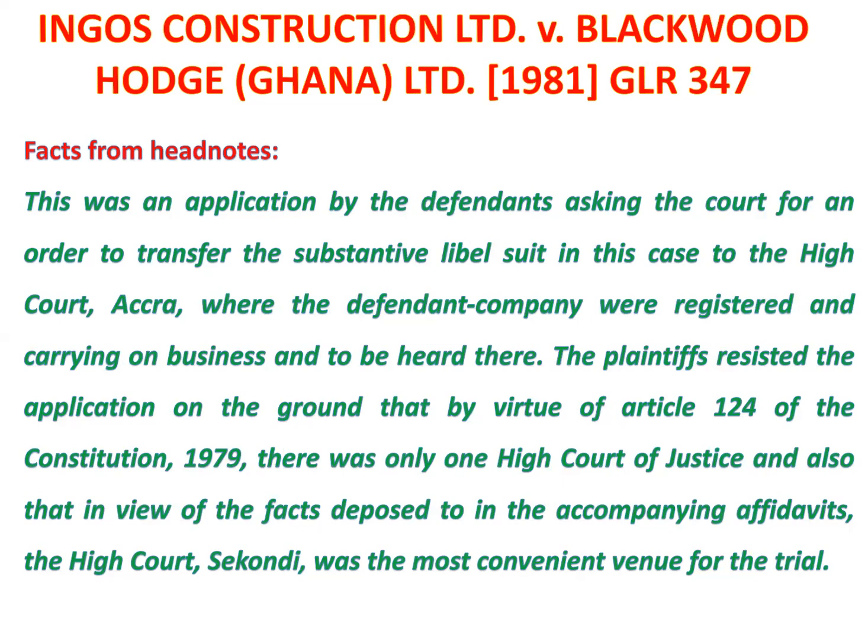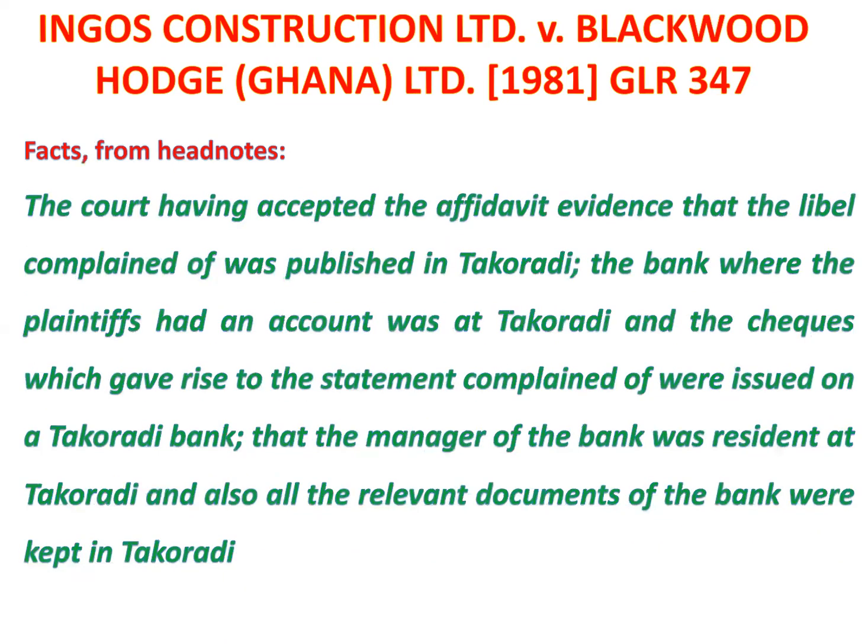This was an application by the defendant asking the court for an order to transfer the substantive libel suit to the High Court, Accra, where the defendant's company was registered and carried on business, to be heard there. The plaintiff resisted the application on the ground that by virtue of Article 124 of the 1979 Constitution, there was only one High Court of Justice, and also that in view of the facts deposed to in the accompanying affidavits, the High Court Second D was the most convenient venue for the trial.